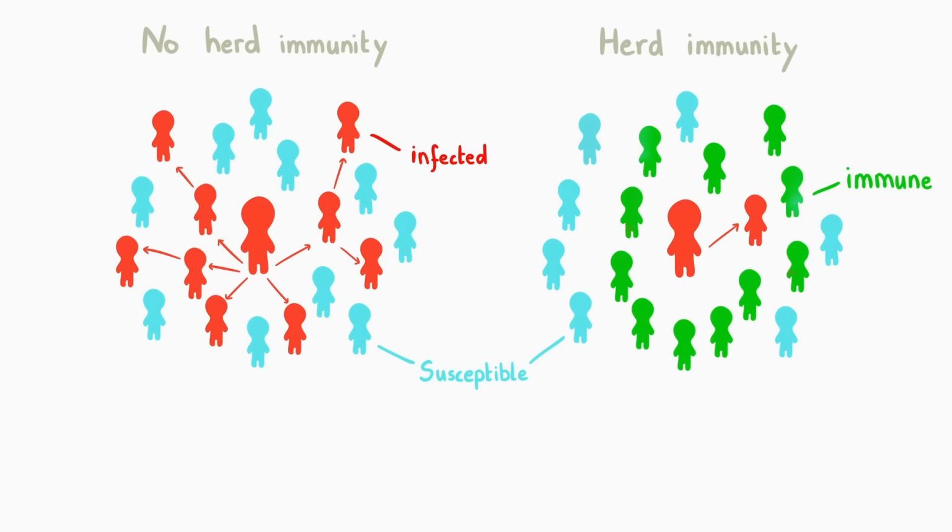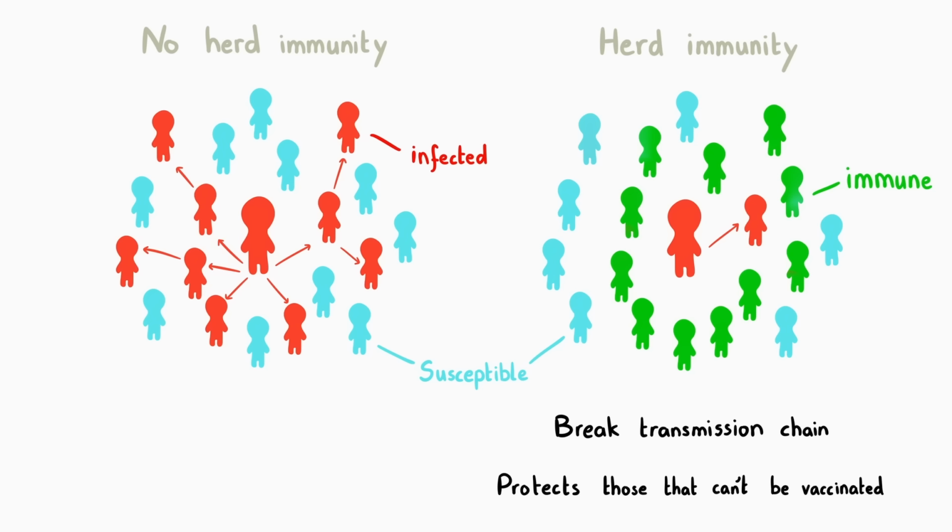Vaccination doesn't just protect individuals, it also helps protect entire communities through a concept called herd immunity or population immunity. When a large proportion of a population is vaccinated, pathogens cannot spread easily because they encounter fewer susceptible individuals. This creates a form of indirect protection for those who aren't vaccinated.